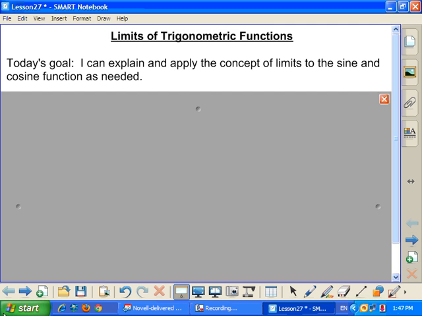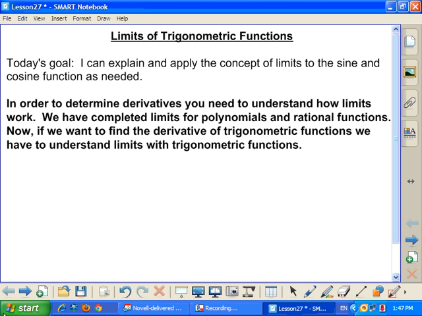Up to this point, all we've done so far is limits involving polynomials and rational functions. And in order to do derivatives, you need to be able to understand how limits work. Now that we've finished the discussion on limits for polynomials and rational functions, we're going to move on to the discussion on limits of trig functions so that we can end up taking the derivative of trig functions.